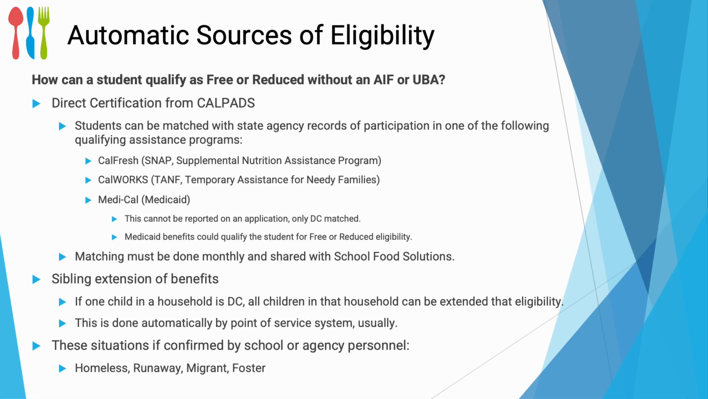There are also some automatic sources of eligibility. So students can be directly certified. Your student records get matched with state agency records through CalPADS, and students who participate in CalFresh, also known as SNAP or Supplemental Nutrition Assistance, CalWorks, which is also known as TANF for Temporary Assistance for Needy Families, or Medi-Cal, Medicaid, if they qualify based on income for those programs and their record is matched in CalPADS, they are automatically eligible for free or reduced.